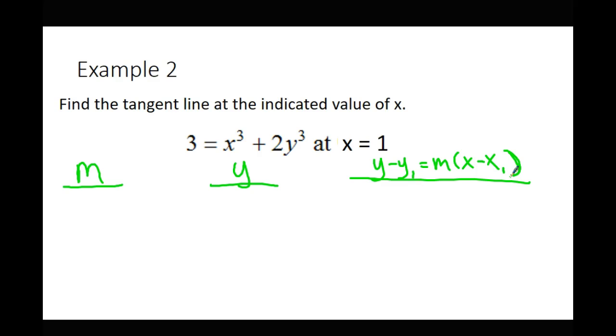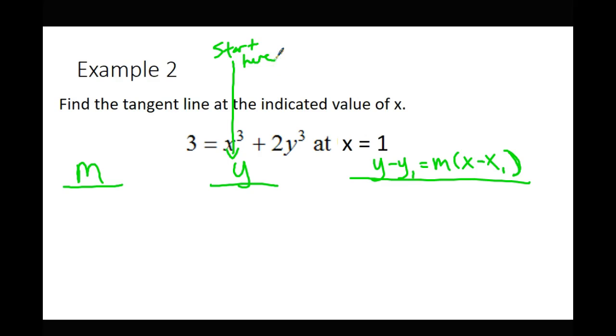What do I usually do first? x, m or y? I usually do m first. But with implicit functions, you want to start here. Because when you have an implicit function, like your derivative, right?